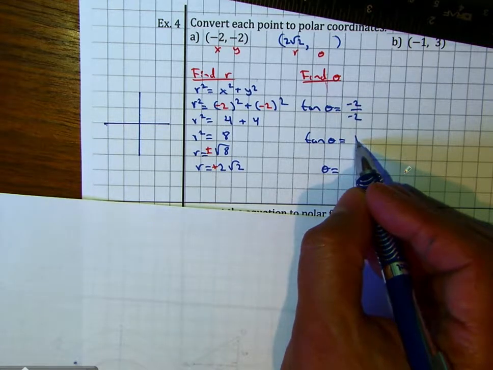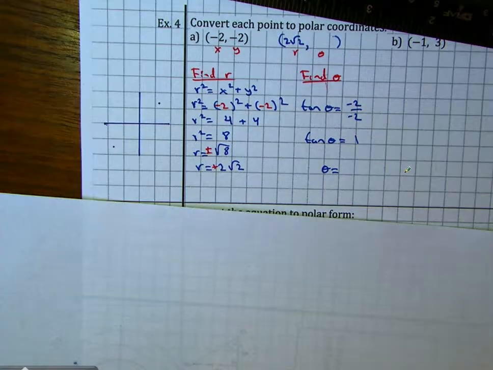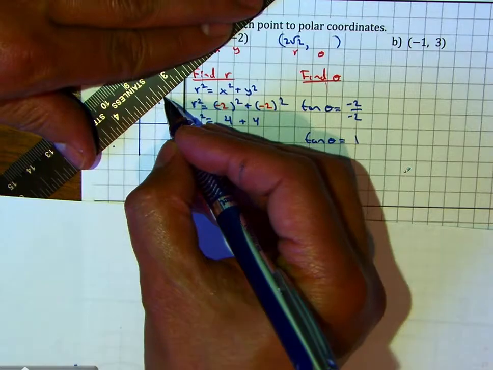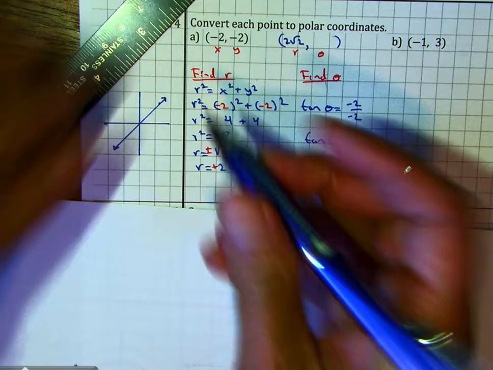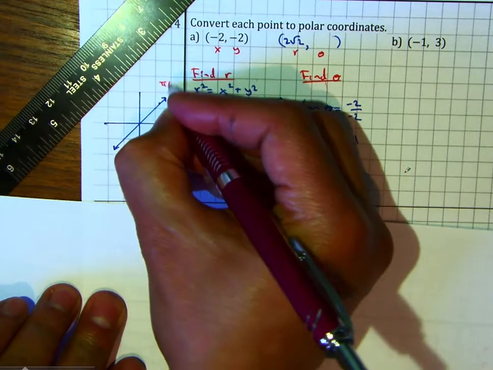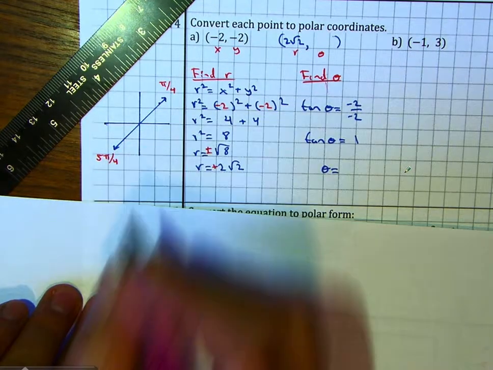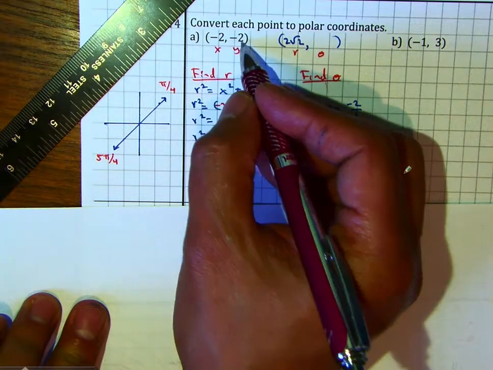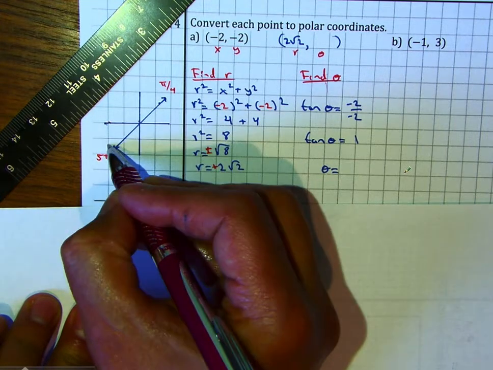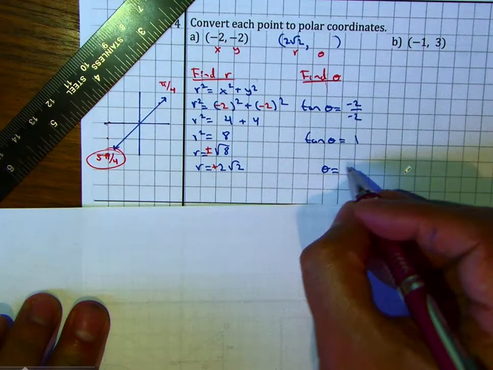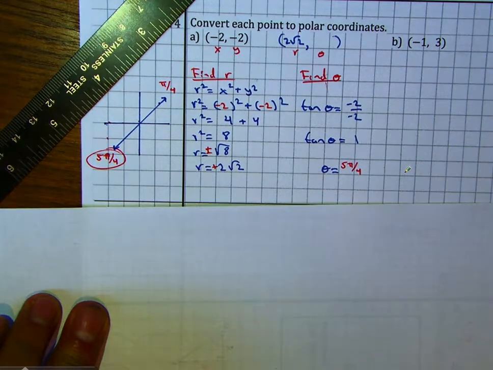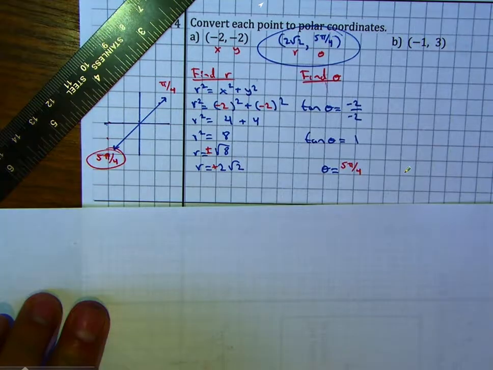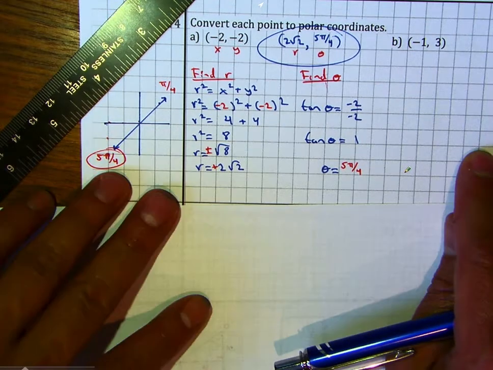So it's positive. So therefore it has to be either quadrant number 1 or quadrant number 3. And it's 1, so therefore it's either pi over 4 or 5 pi over 4. So your angle will either be pi over 4 or 5 pi over 4. Which one is it? We're just going to plot this point. It's negative 2, negative 2. So therefore it will be 5 pi over 4. So try letter B, see what you get, and then we can compare our answers.